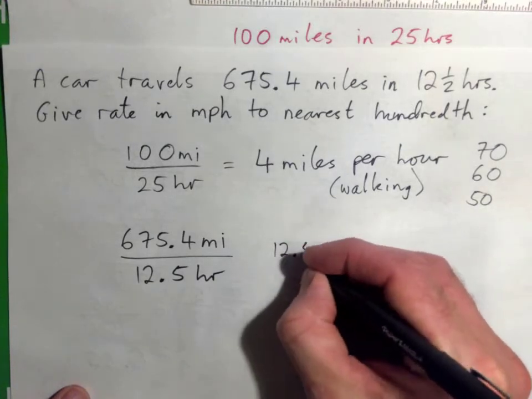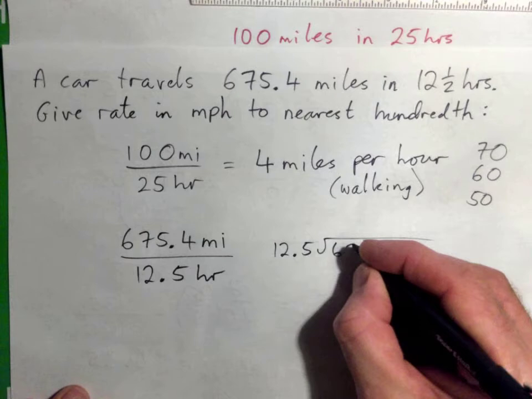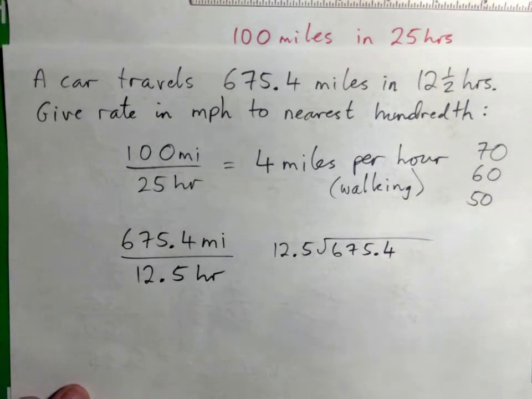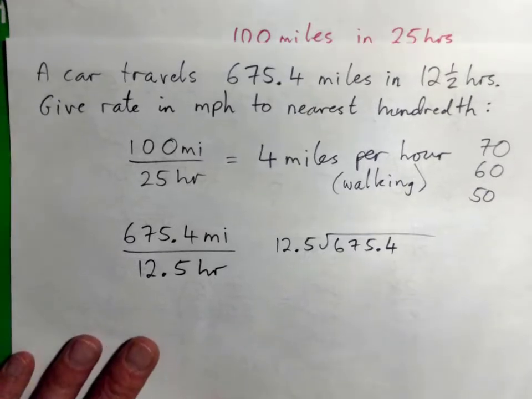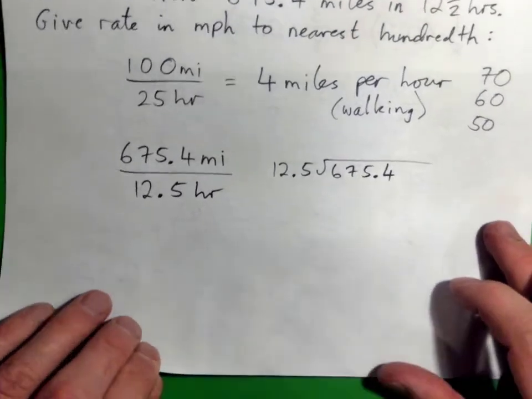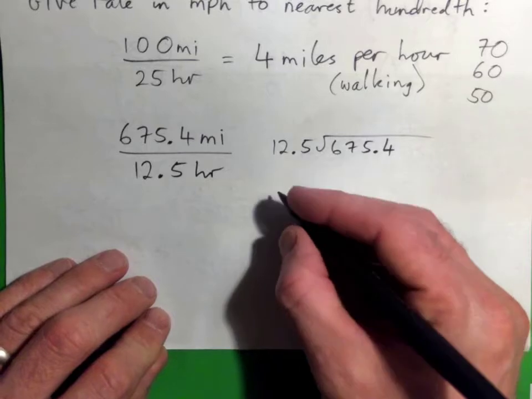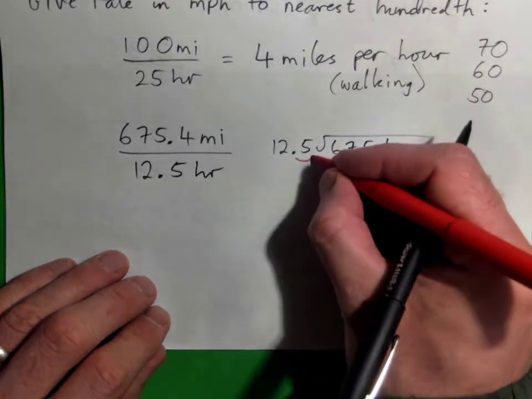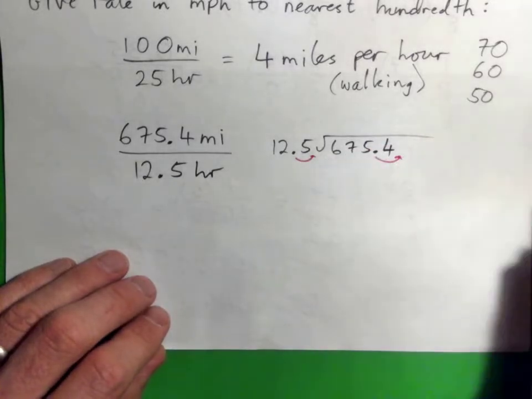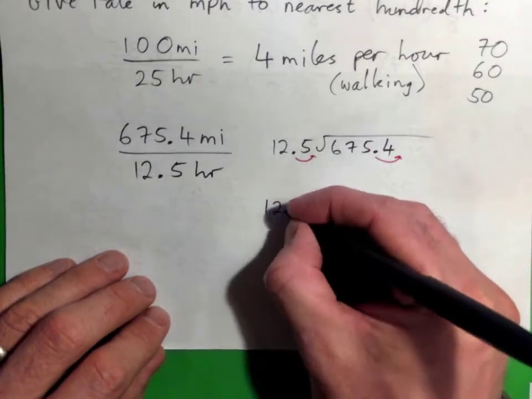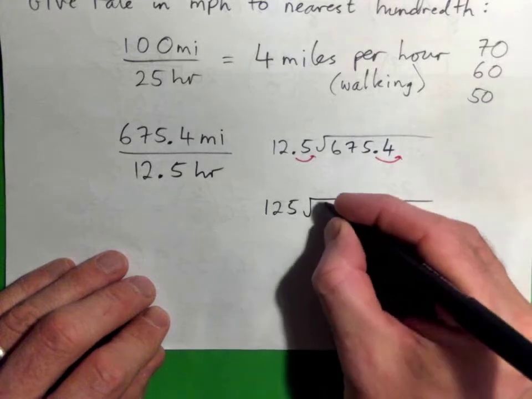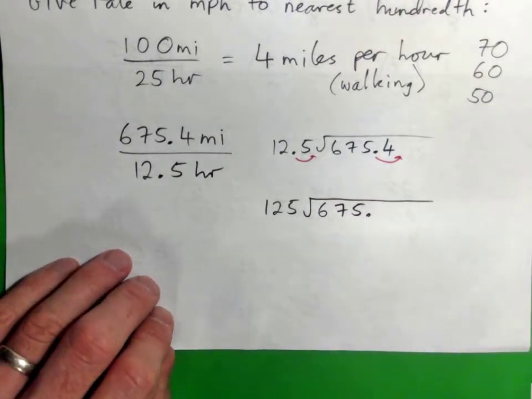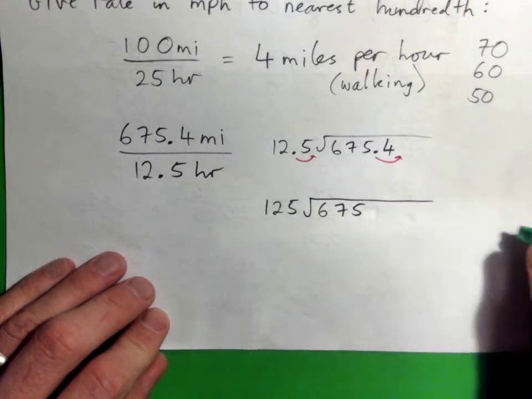12.5 into 675.4 is a messy division. It's easier on our calculator, obviously, but we're going to challenge you to do this by hand. By golly, this is some arithmetic workout here. So we're going to divide by decimals. We move this to the right, but we also must move this to the right as well to get 125 into 6754.